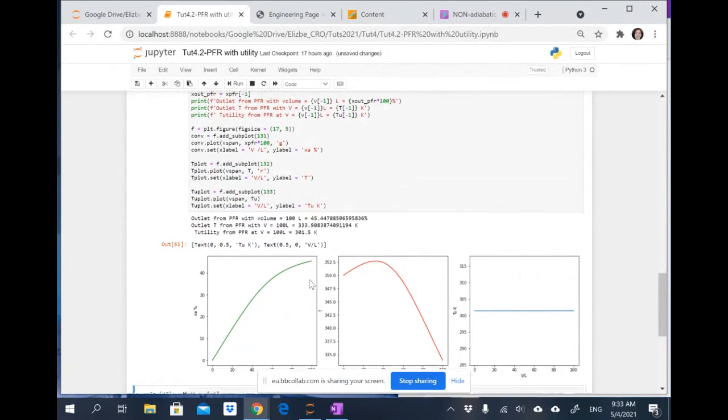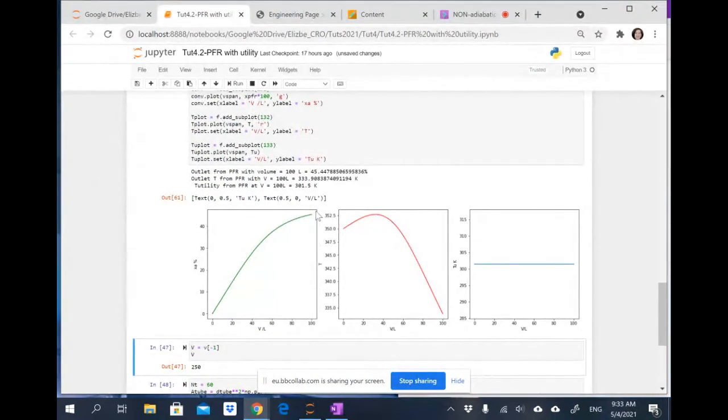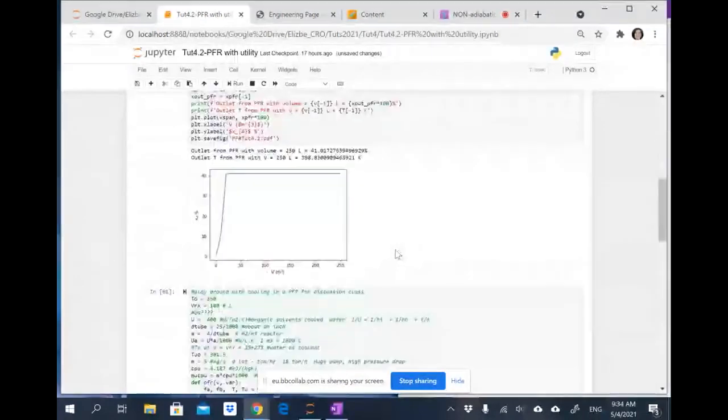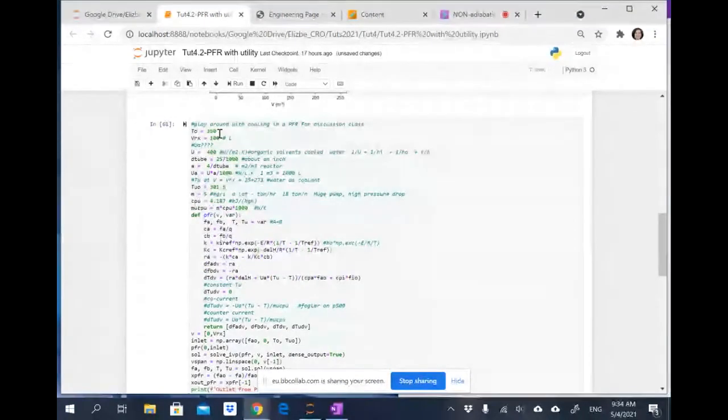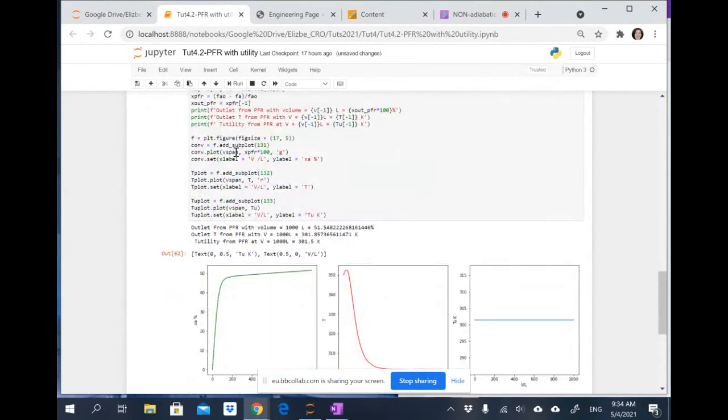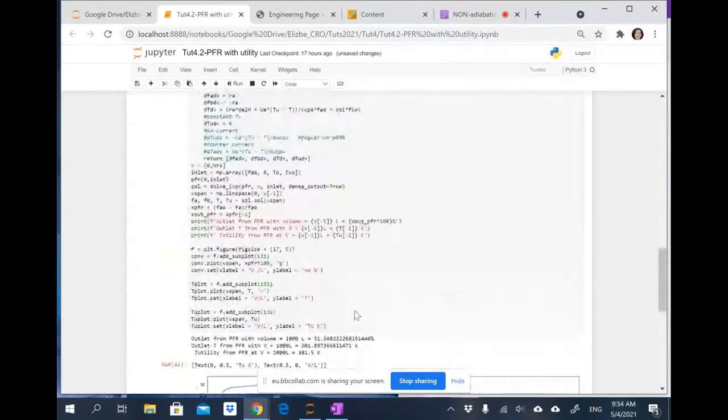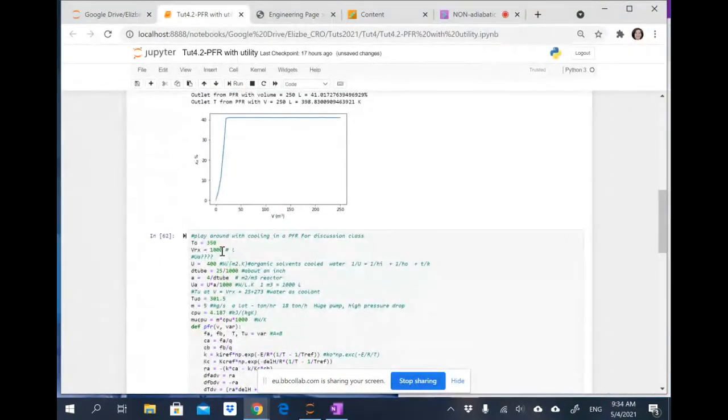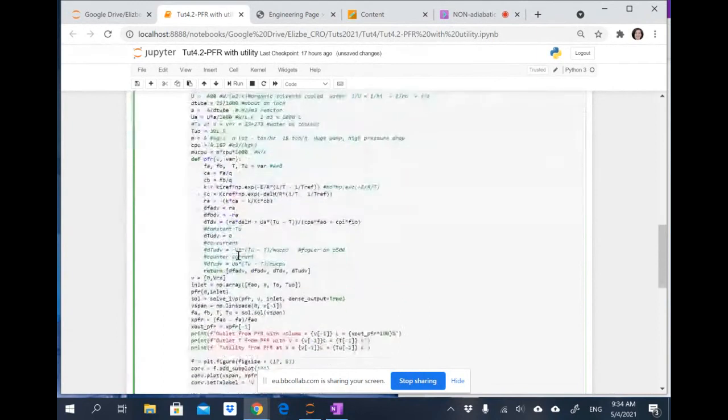Okay, so this looks a bit more promising. In 100 liters, it seems as if I can go past that equilibrium limitation of 40%. Okay, so I can now once again increase the volume of my reactor to see what will happen. There we go. Right, so I still go very slowly, but I go to a 50% equilibrium if I've got that constant utility. Let's check our higher temperature.